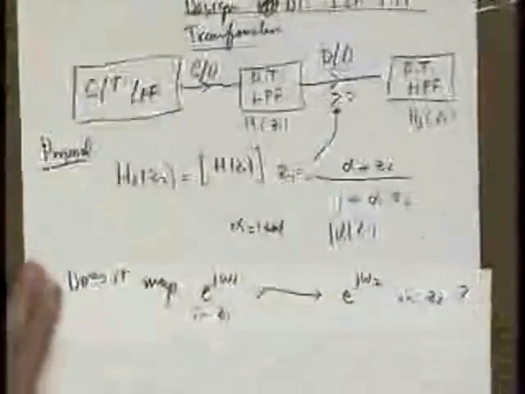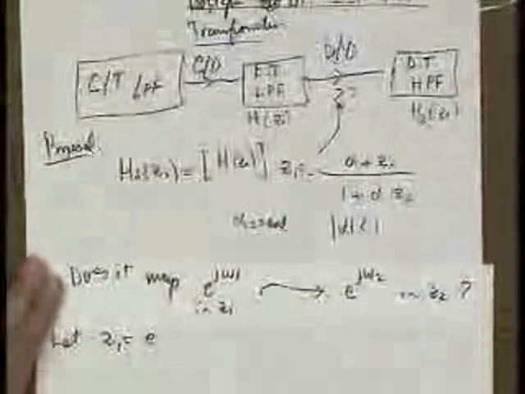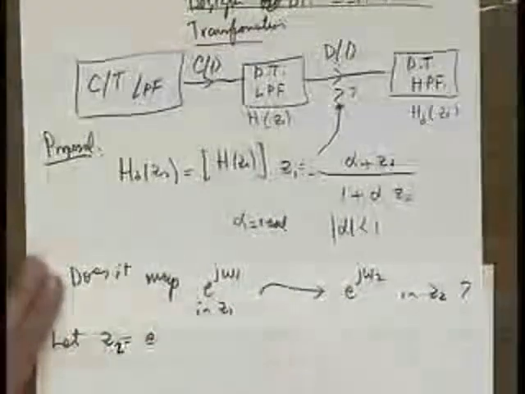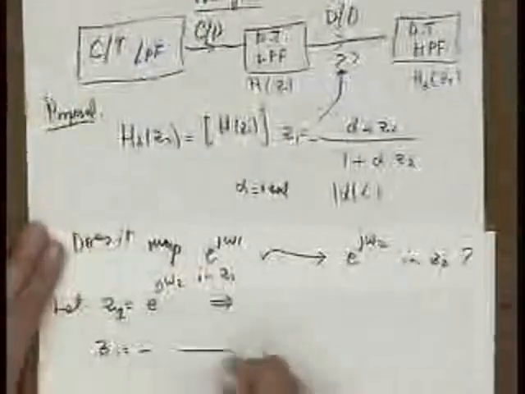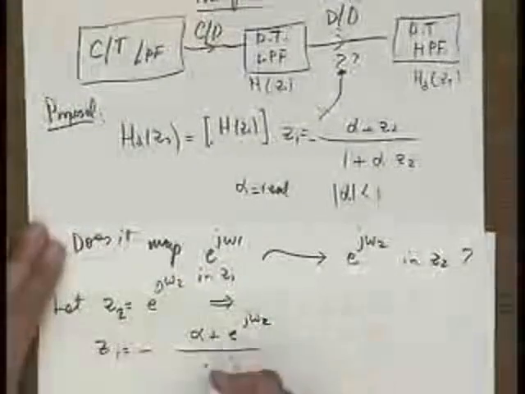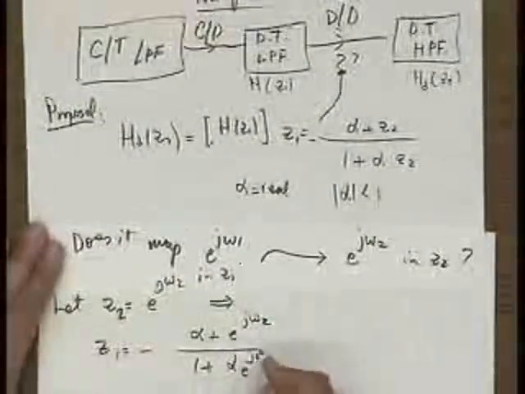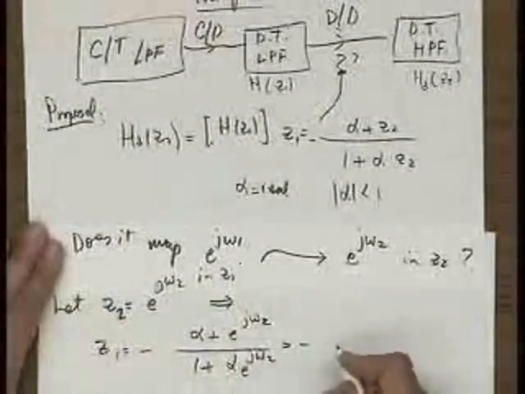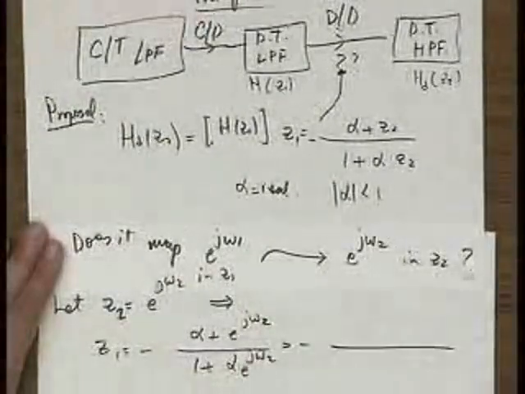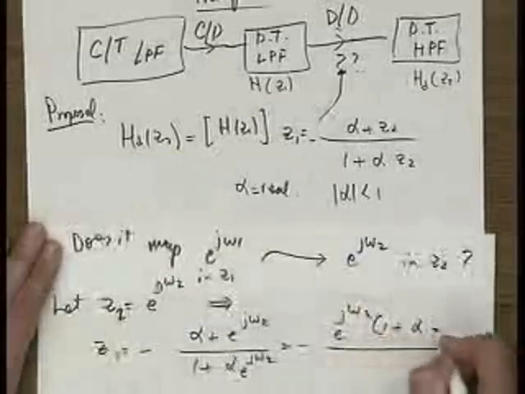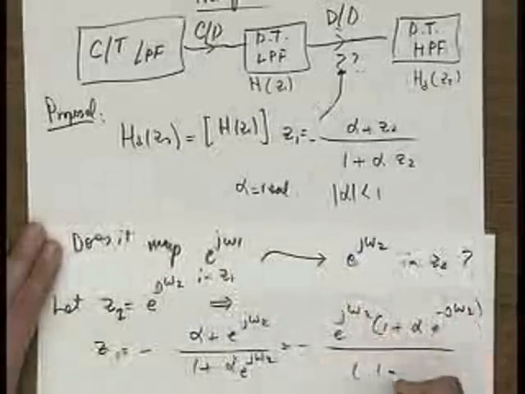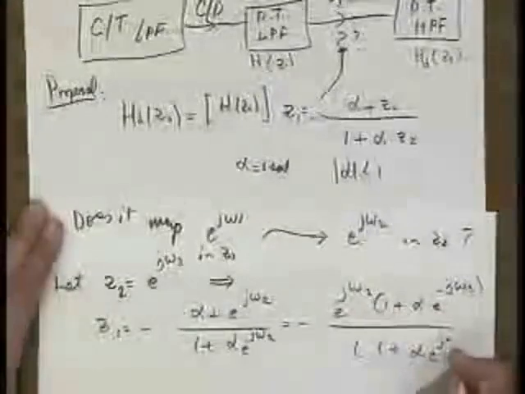It's pretty straightforward to show that indeed it does. So you just let z2 be equal to e to the j omega 2. What I get then is z1 is equal to minus alpha plus e to the j omega 2 over 1 plus alpha e to the j omega 2, which is the same as minus, and I'm going to take a factor out here, e to the j omega 2, times 1 plus alpha e to the minus j omega 2, over 1 plus alpha e to the j omega 2.